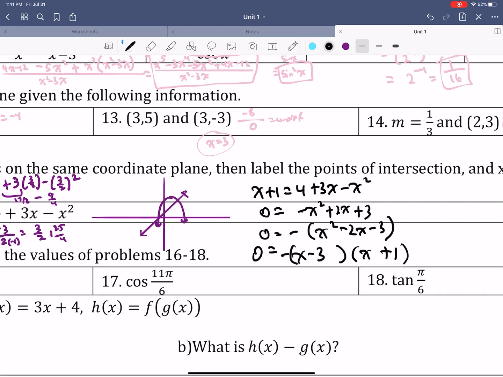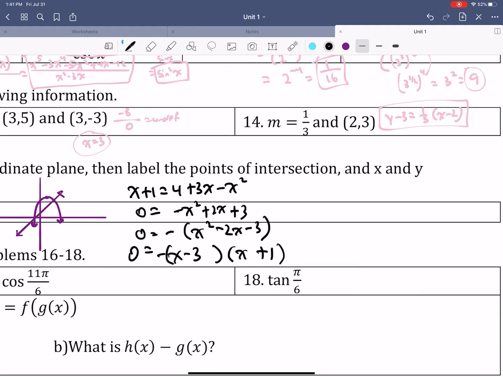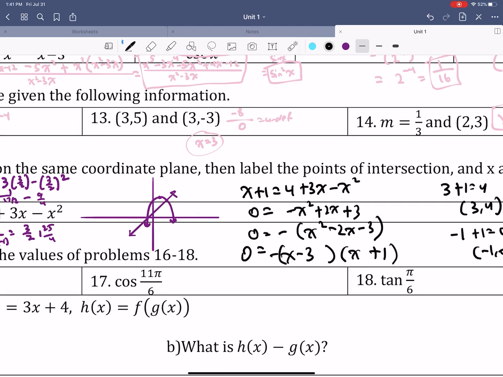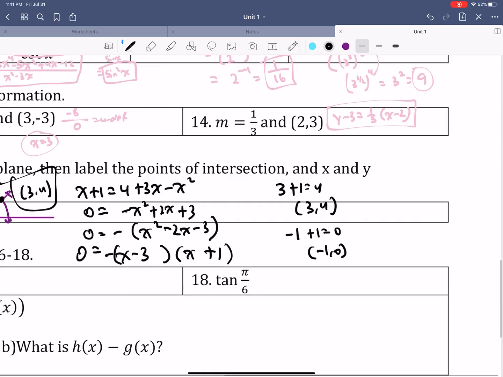Then you have to plug it back into one of your equations to get the y value. So I'm going to do like 3 plus 1 is 4. So 3 comma 4 is one of the points. And then I have negative 1 plus 1 is equal to 0. So negative 1 comma 0 is another point. So that coordinate is 3 comma 4. And this other coordinate over here is going to be negative 1 comma 0. Great.